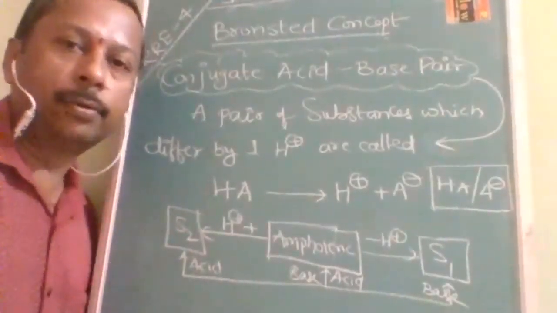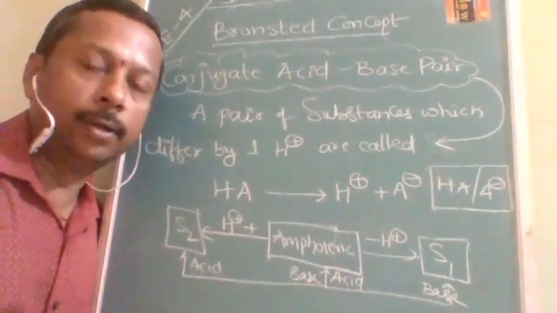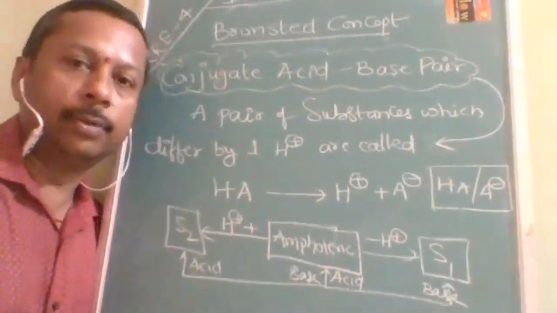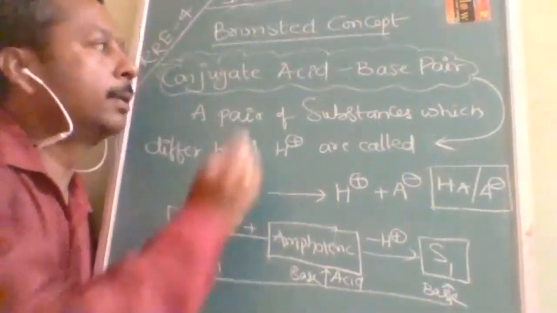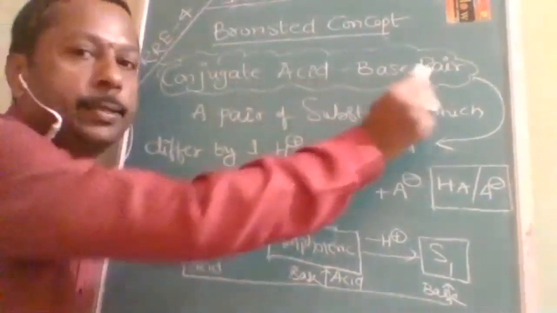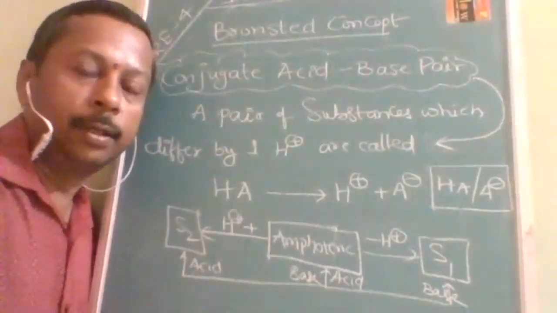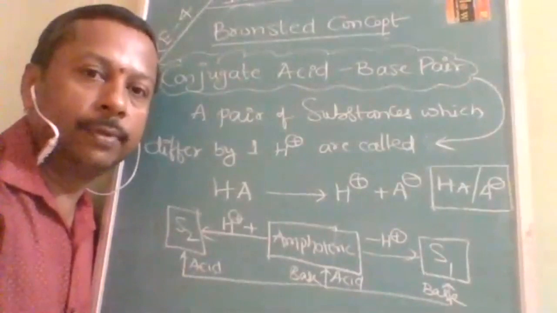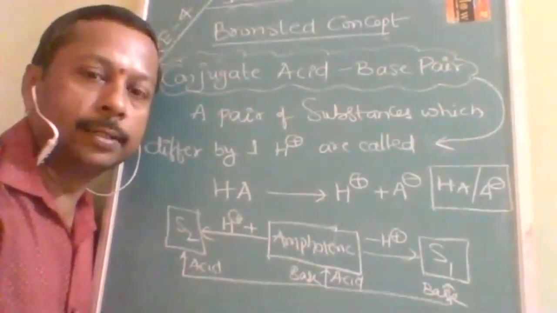Now we are going to do an in-depth study of the Bronsted concept. The Bronsted concept depends upon the conjugate acid-base pair. What is the topic? Conjugate acid-base pair. Any pair of substances which differ by one H plus are called a conjugate acid-base pair.